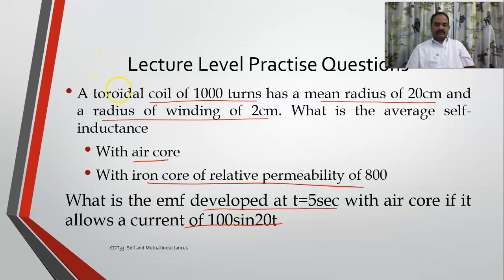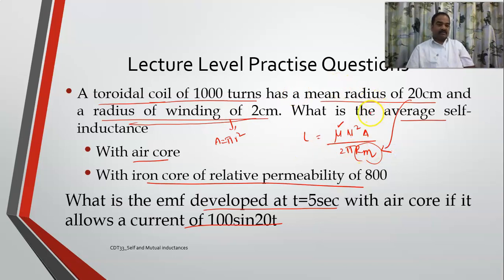Now, if you carefully see, it is a toroidal coil. We know for a toroidal coil, the average self-inductance is given by mu n square A by 2 pi R, right? Mu depends upon the medium, n is the number of turns, A is nothing but the area of cross section. You have been given the radius of the winding, so this will help you determine pi r square, which is the area. 2 pi R is the mean radius, which is 20 centimeters. So before doing the problem, convert all centimeters into meters and then start doing the problem.